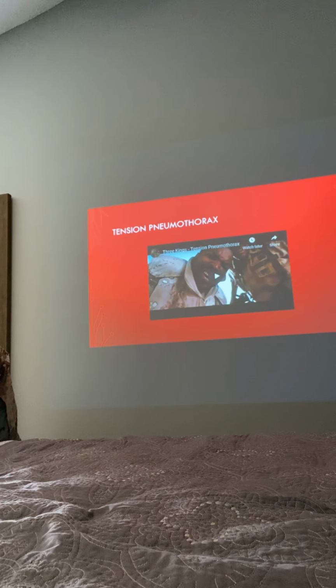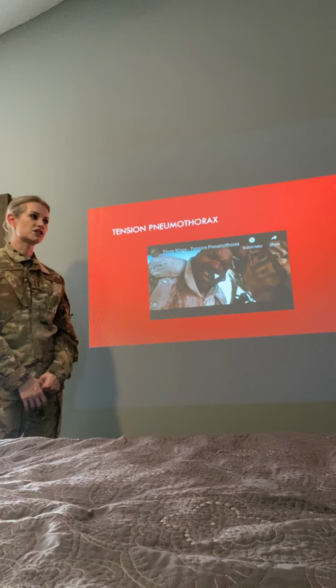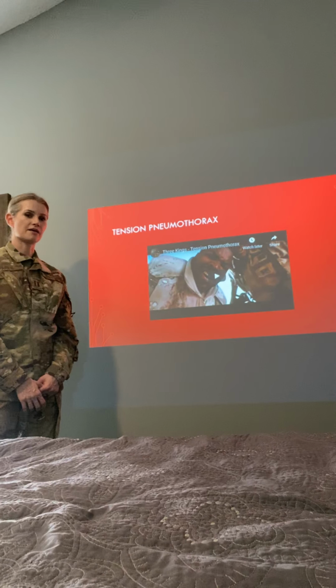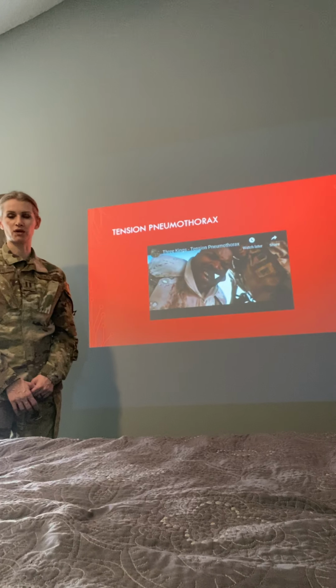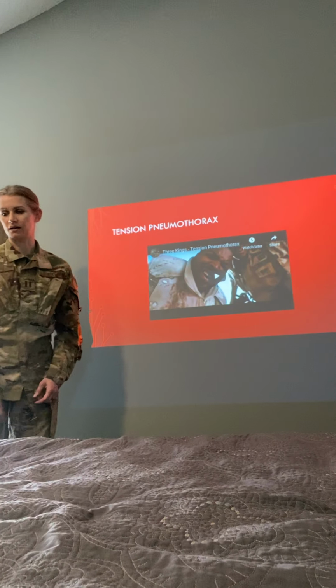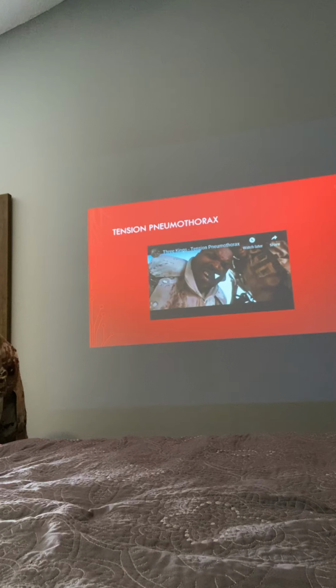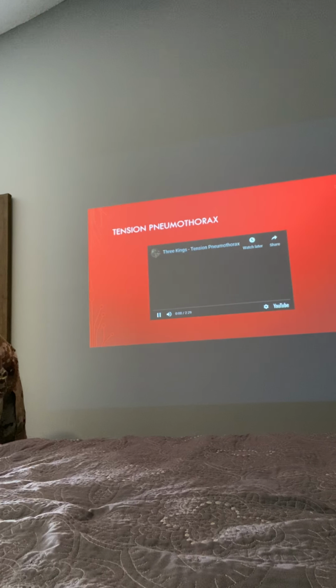So I'll go ahead and show this to you guys. This is a really good example of how you would decompress a tension pneumothorax with a dart. This is from the movie Three Kings.